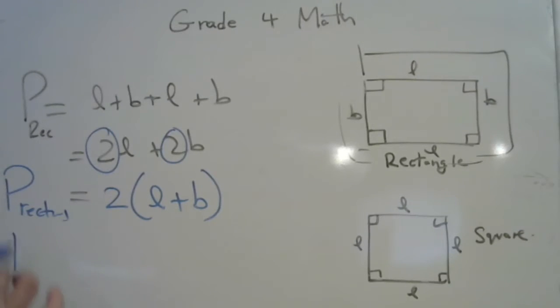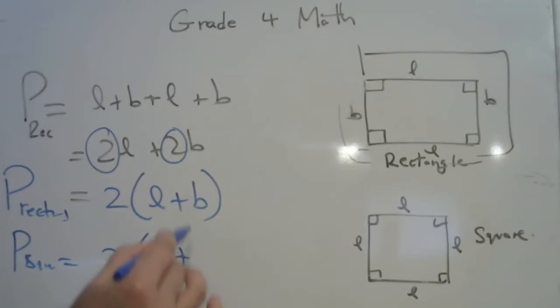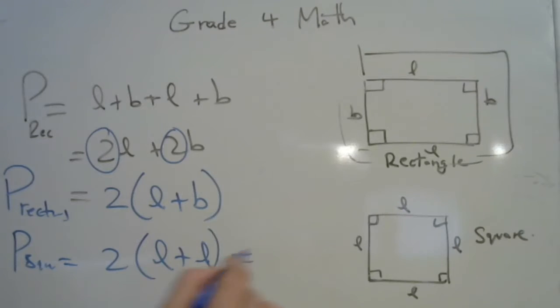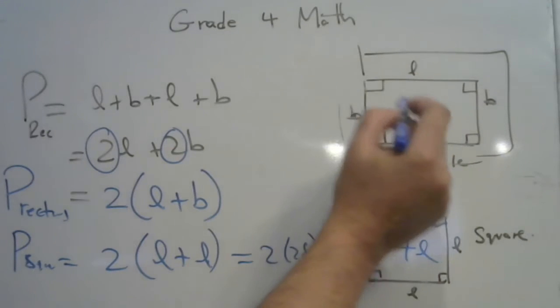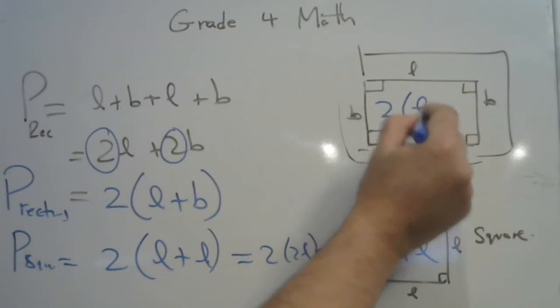Now the perimeter of a square will be 2 into L plus L, because B is equal to L. So this will give us 2 into 2L equal 4L. So I'll write that in a clearer format here. So the perimeter of a square is 4L and the perimeter of a rectangle is 2 into L plus B.